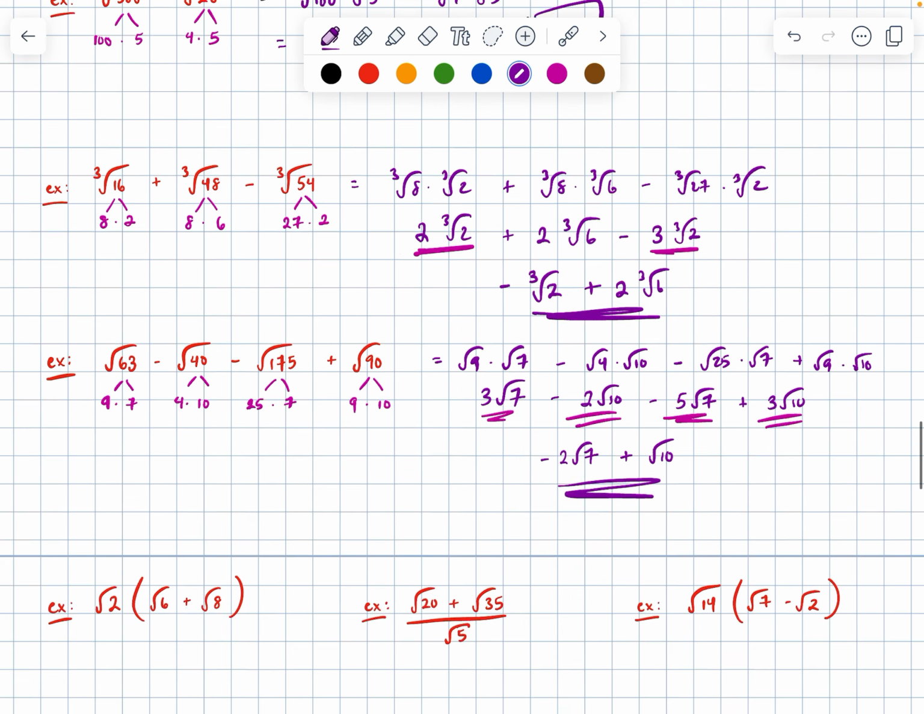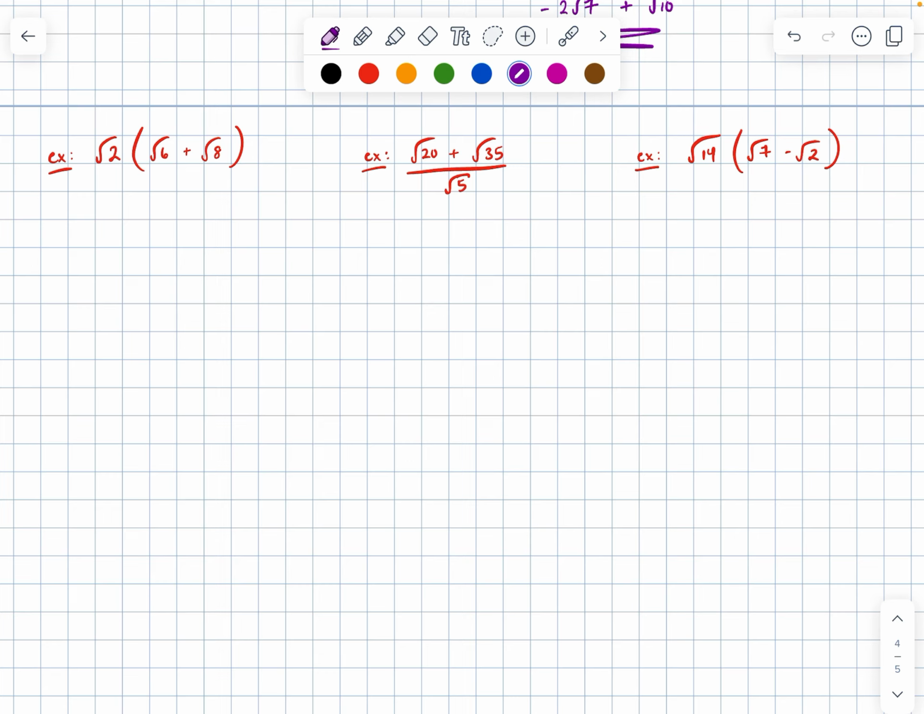Very nice. Last but not least, let's do some distributive property. So I've got the square root of 2 times the quantity, the square root of 6, plus the square root of 8. My best move here is to distribute. So I'm going to take the square root of 2 times the square root of 6, plus the square root of 2 times the square root of 8. When in doubt, break it down, right? 6, I know, is 2 times 3, and 8, I know, is 2 times 4.